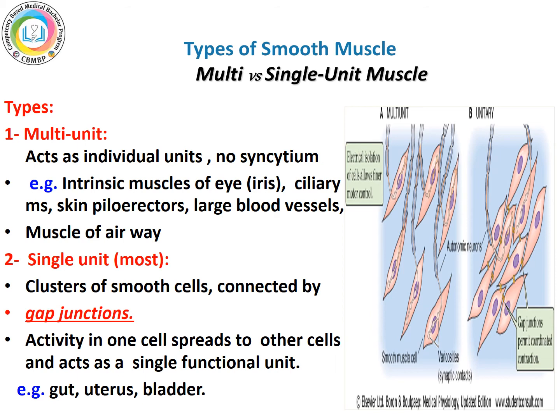As we see on the right of the picture, multi-unit are clusters of smooth muscles, or groups of smooth muscles, not in contact with each other. Each fiber contracts separately, not connected with its neighbor fiber. That's to say, no gap junction between them.